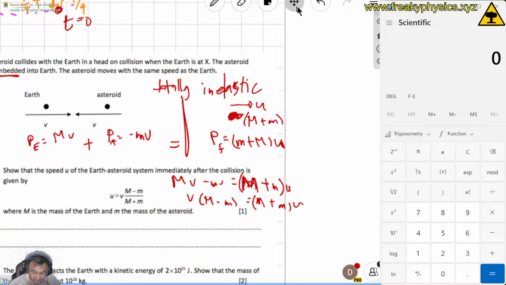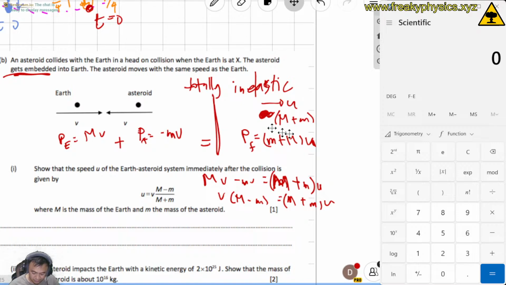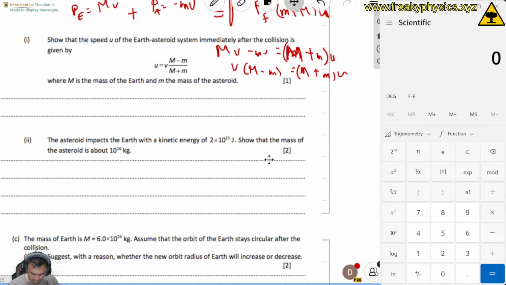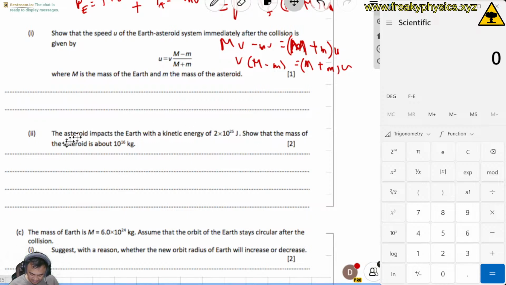So again, the key here is two things. It says here embedded, so they are now moving together, and momentum is always conserved in this case.